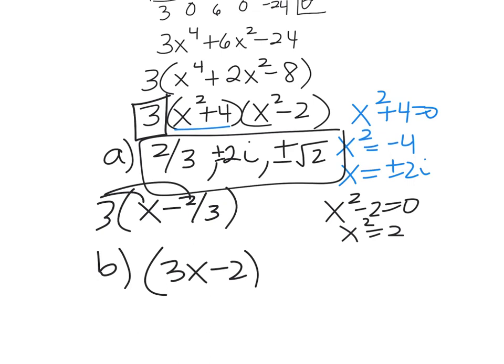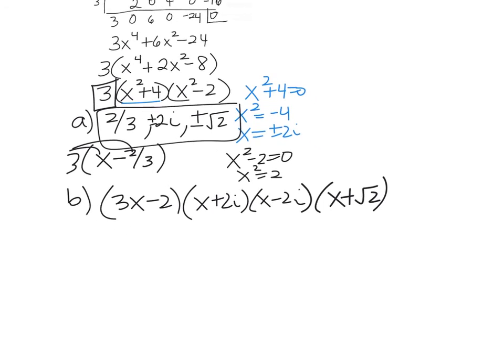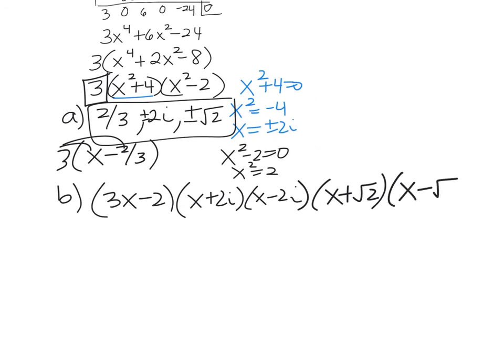And then we're going to write these factors, x plus 2i, x minus 2i, x plus rad 2, and x minus rad 2. So how many factors do I have? 5, all 5 of them. Perfect.